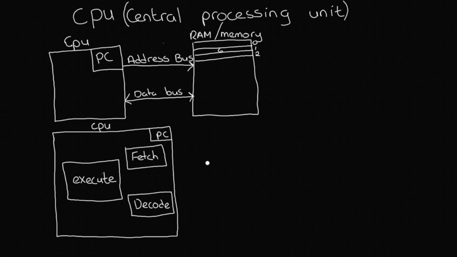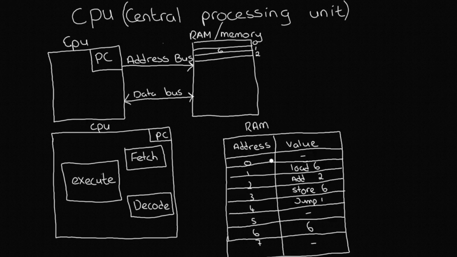So if we run through an example of this, if we want to fetch something, we might want to fetch the number 6 here from memory location 1. So when we fetch this, we want to do something else with 6. We might want to add 1 to it.